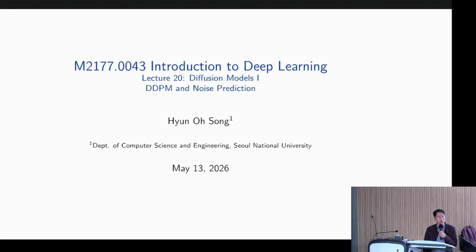Normally I would start by introducing score matching and stochastic differential equations and so on. But I got rid of everything and moved it to the second lecture. So today, you don't need to know anything about stochastic differential equations. Everything's going to be derived using variational inference.